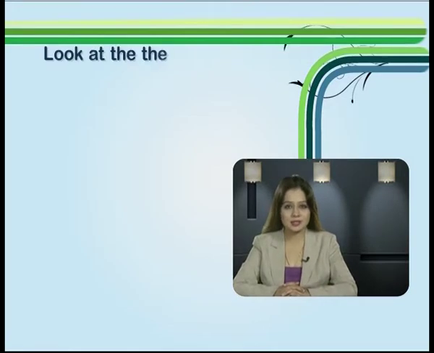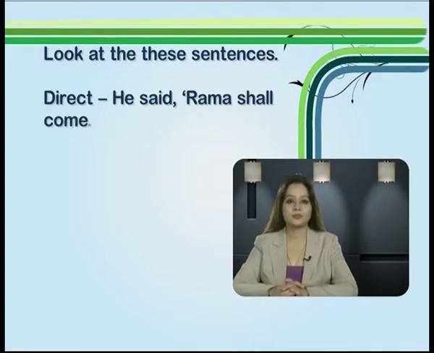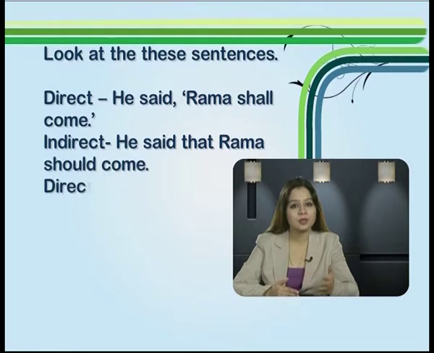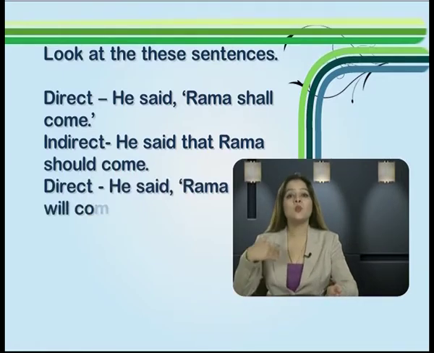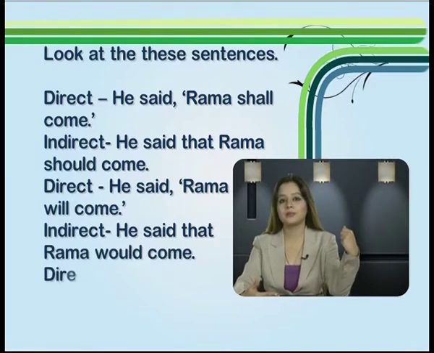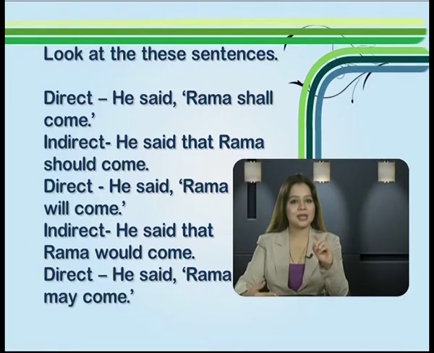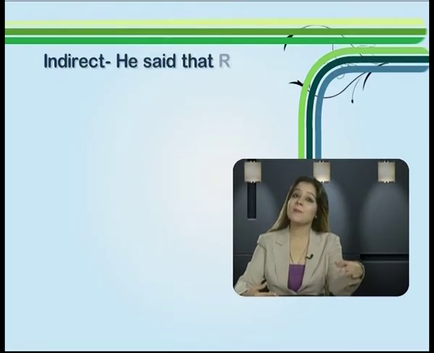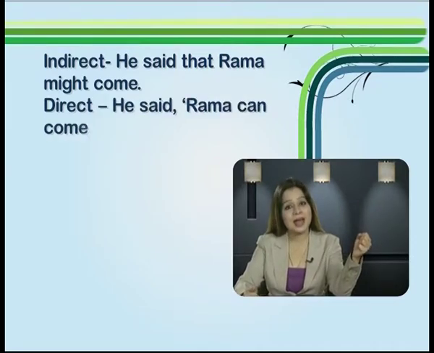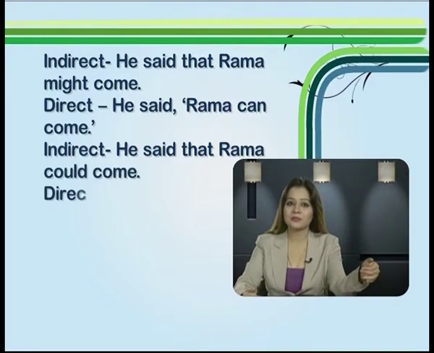Look at these sentences. Direct: He said, "Ram shall come." Indirect: He said that Ram should come. Direct: He said Ram will come. Indirect: He said that Ram would come. Direct: He said Ram may come. Indirect: He said that Ram might come. Direct: He said Ram can come. Indirect: He said that Ram could come.